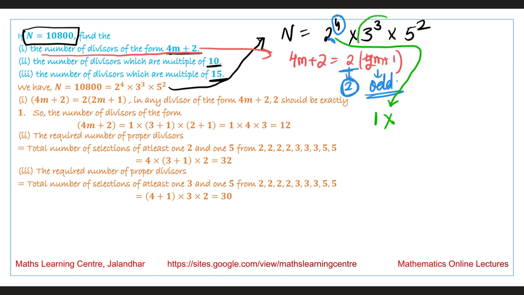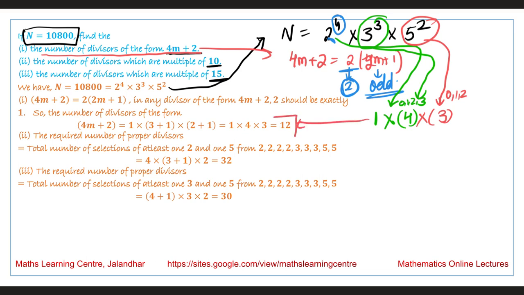Then for 3, the number of options for the power is 4. It can have 0, 1, 2 or 3 as its power. And when we are looking at 5, the number of options for the power is 0, 1 or 2. So we have 3 options. So the total number of options we have over here is 12. So the number of divisors of the form 4m plus 2 is equal to 12.